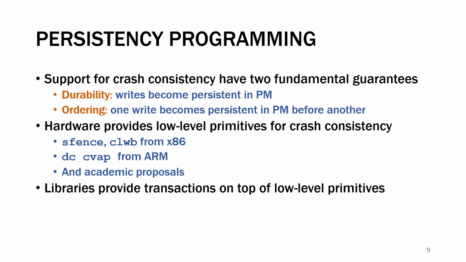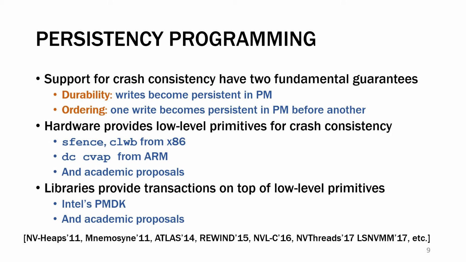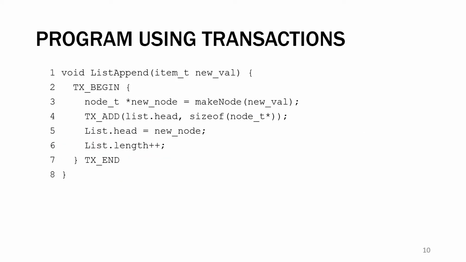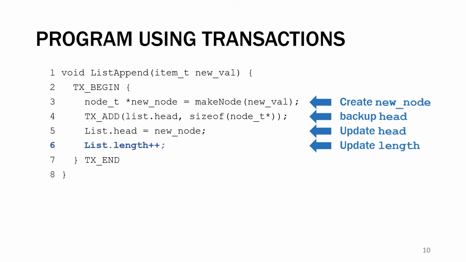To make it easier to implement those persistent memory programs, there have been libraries built on top of the low-level primitives, such as Intel's PMDK, and there are many other academic proposals. Now let's go back to the same example, but implemented based on transactions. The transaction from PMDK provides interfaces like txBegin and txEnd that wrap the whole procedure, and uses txadd to make a snapshot or a backup of the data that is going to be updated. So first we still create a new node, and then before we update the head, we make a backup. And finally, we increment the length.